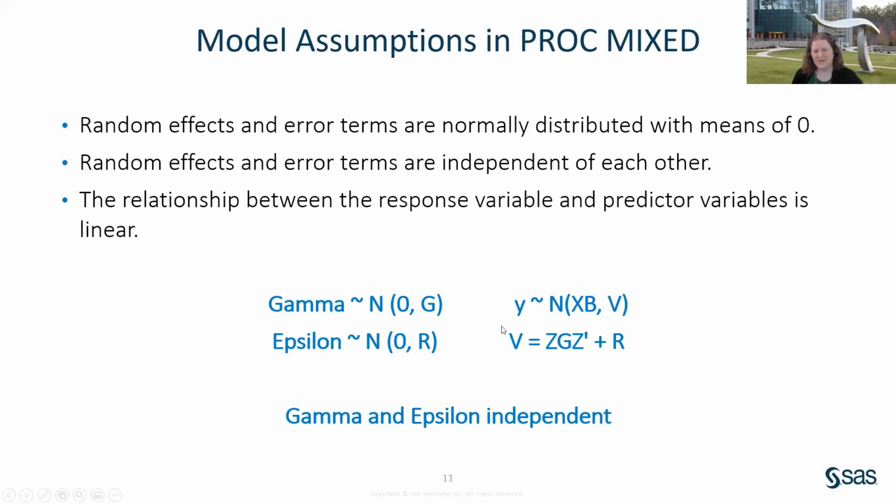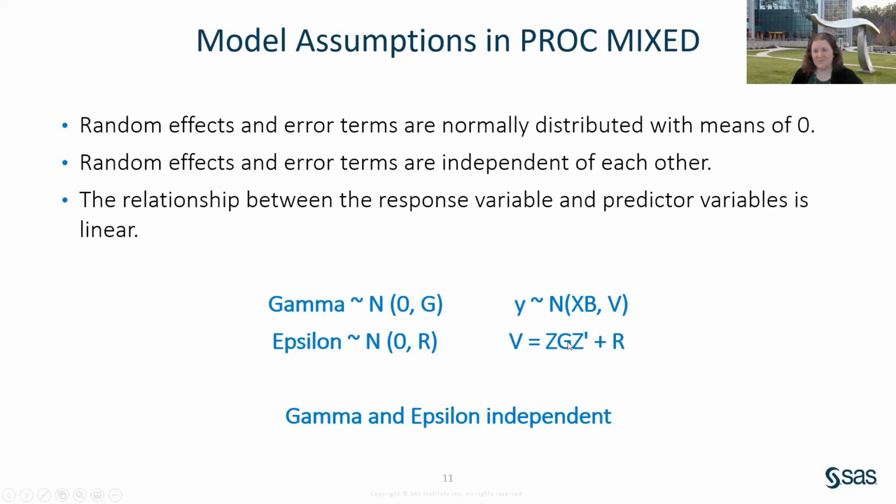So V, I said, is the variance covariance matrix of your data. If we're talking about blood pressure and I'm a clinician, that's where I would think about, what do I think the variability of blood pressure is at each time point? What do I think the correlation between blood pressure measured at different time points should be? That's going to be reflected in V. And here's how we compute V.